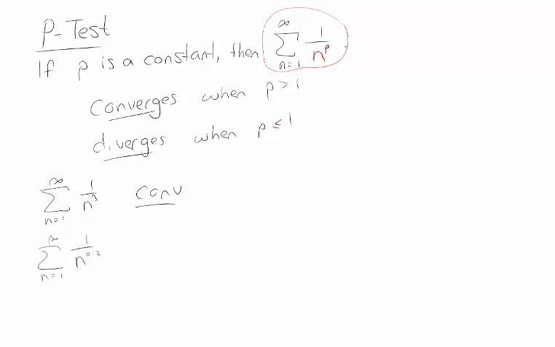What about this one, 1 over n to the 0.2? Again, I have this form of n to the constant. Since 0.2 is small, the denominators are getting big, but not that big. These things that I'm adding are not getting tiny fast enough. This is going to diverge.